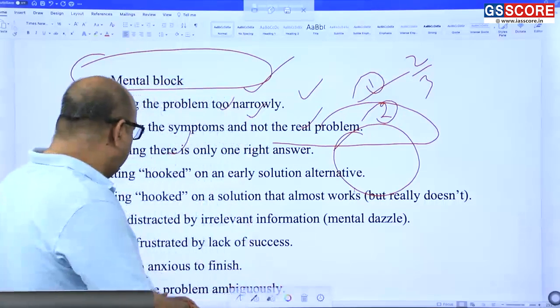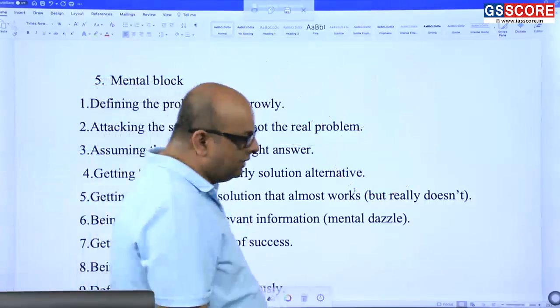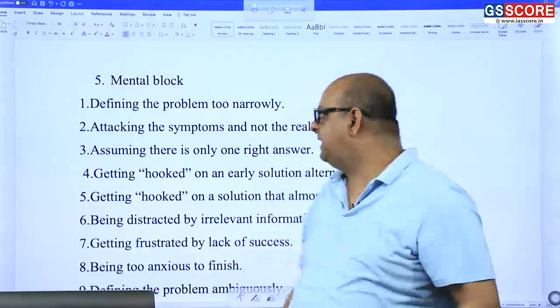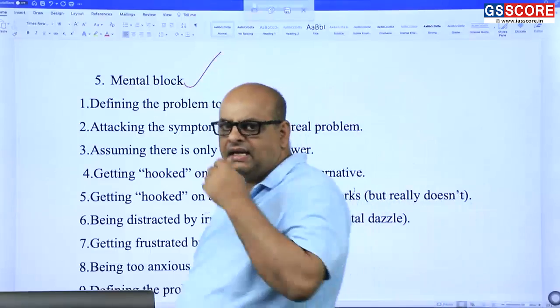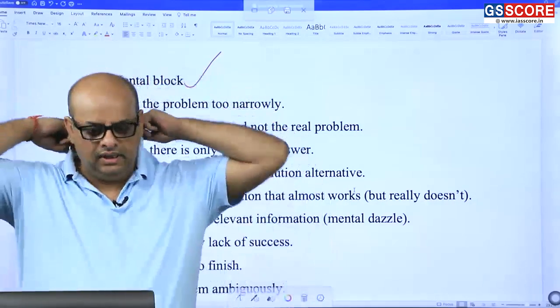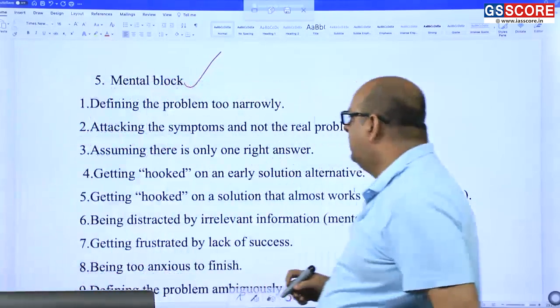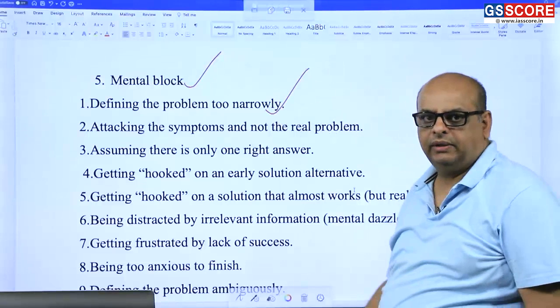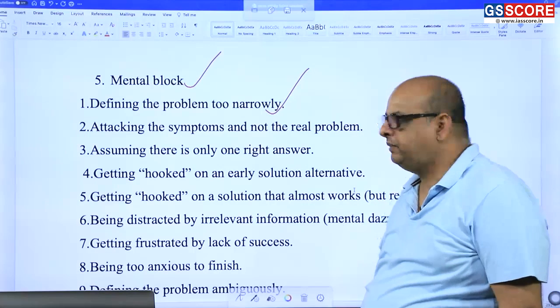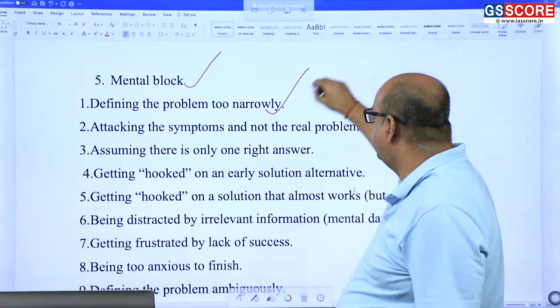Another point which I would like to say: while correcting the copies and interacting with the students, what I have realized is that there are certain mental blocks. What are the mental blocks? Often you people define the problem very narrowly. So you need to be a little bit careful about it.